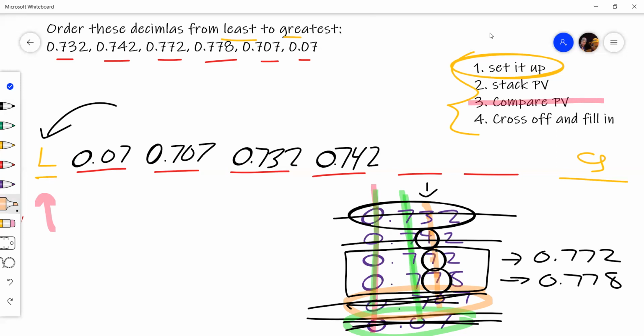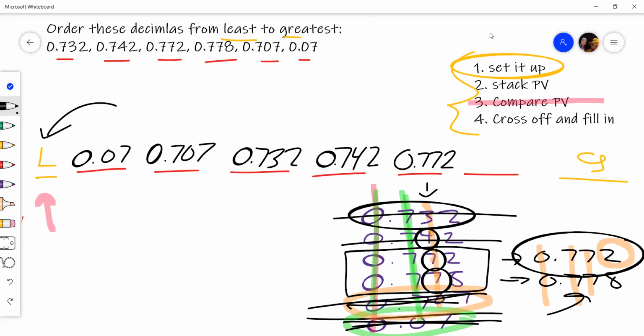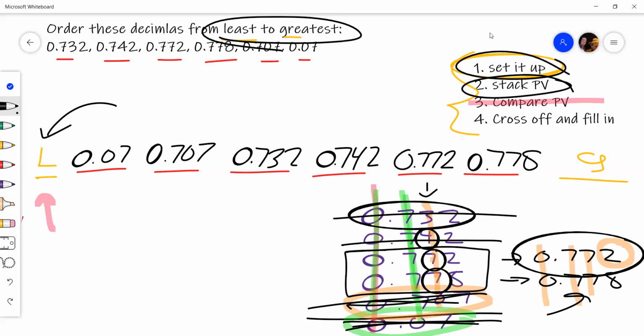And again, I'm going to go back and compare. Same. Oh, 2 thousandths is smaller than 8 thousandths. Therefore, this is the next smallest. And then my greatest value, the biggest number, which is actually the last one I'm writing, because that's what the direction said, puts me right there. So again, there we go. Setting them up, stack them in their place value, compare your place values, and then start the cross off and fill in system.